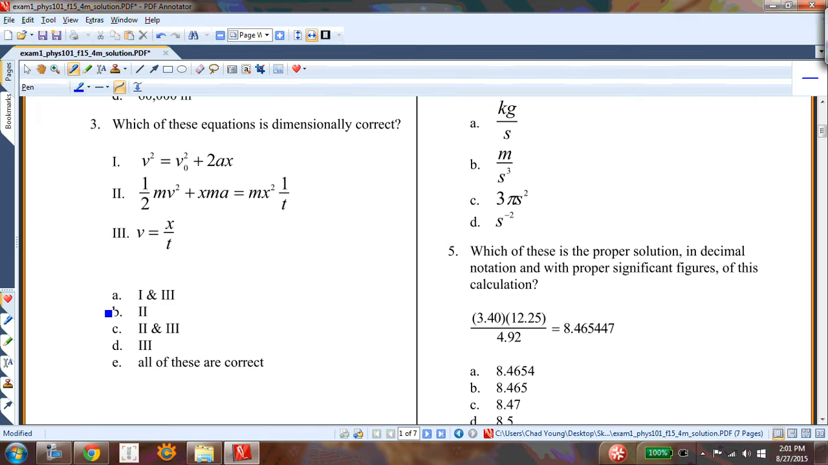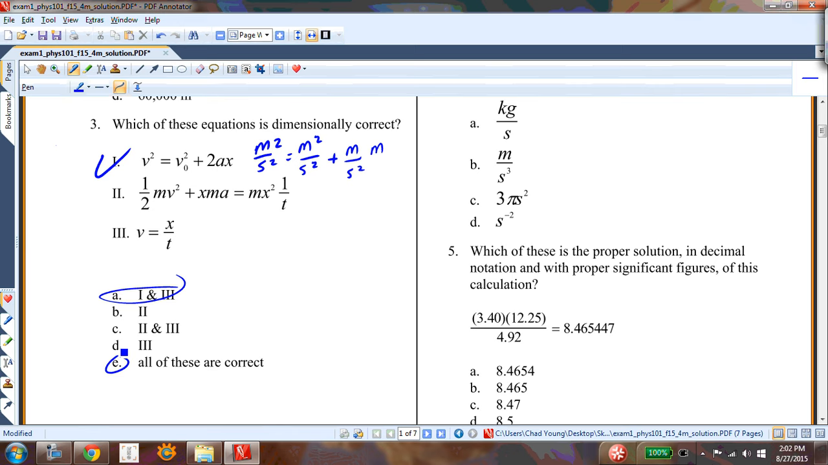Which of these equations is dimensionally correct? Okay, let's start with this first one first. I have meters squared per second squared equals meters squared per second squared plus meters per second squared, that's acceleration. X is meters, and so yes, all of these are correct. I get a meter squared over here from these 2 meters. Let's try this other one, 1/2 mv squared. Oh, well, let's see, I could just stop right there actually. It's either A or E.